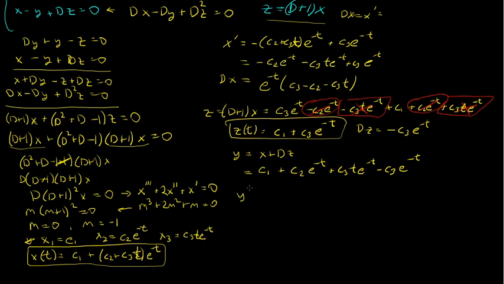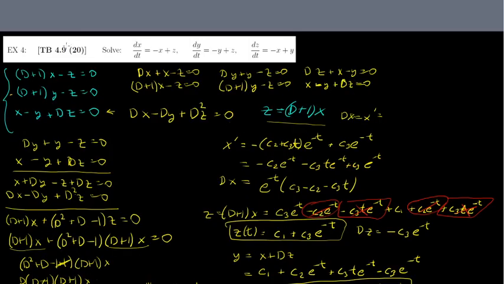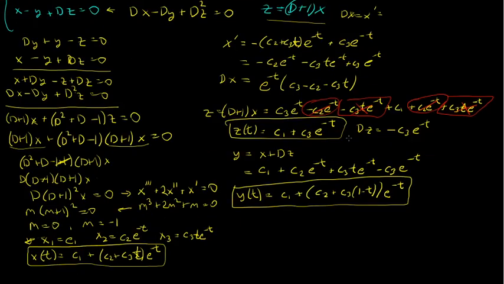I guess we can write this, let's see, what should we do? C1 and then pull out the e to the negative t here. So c2 plus c3, and I think I'm going to do 1 minus t here, all times e to the negative t. So I guess that's it. Yeah. So these three, x, y, and z, comprise the solution to this system of equations.